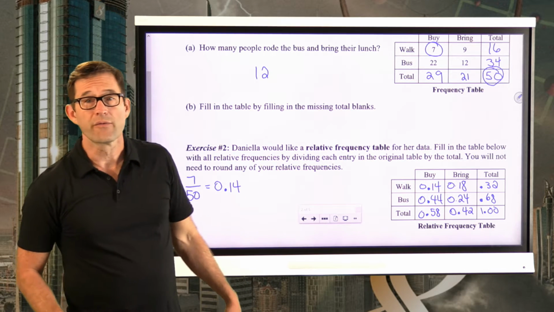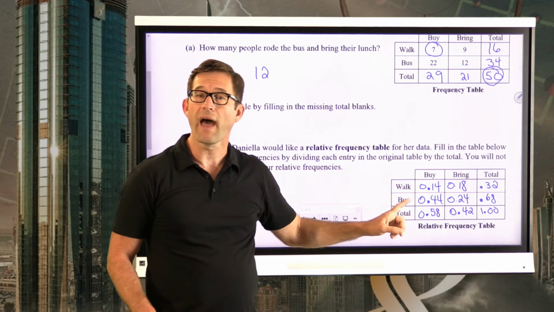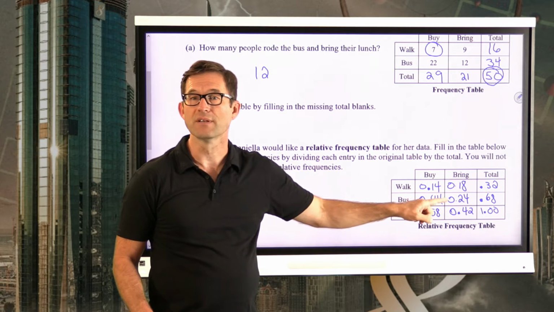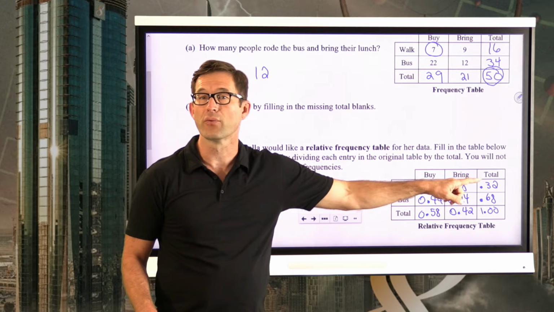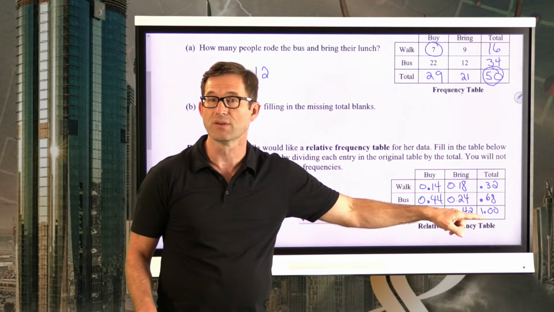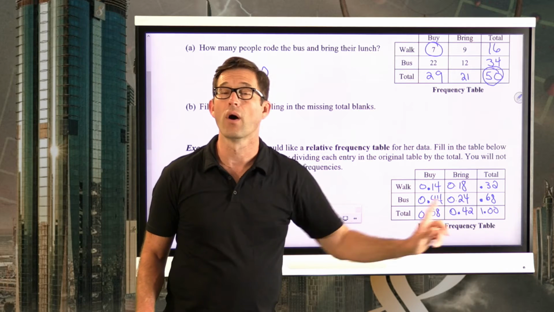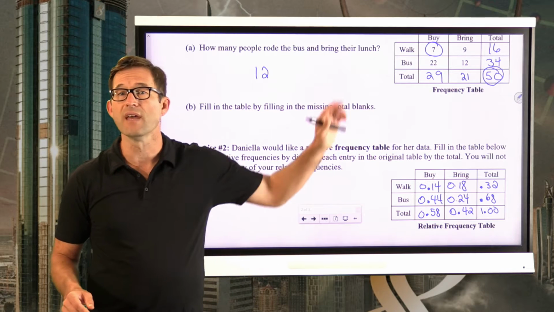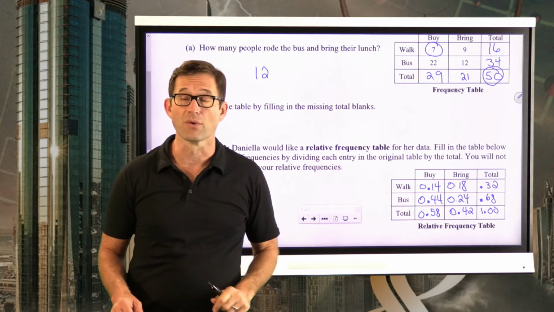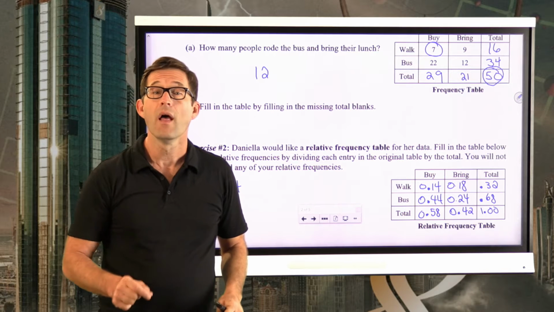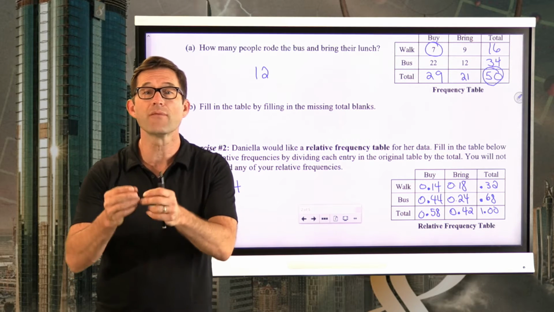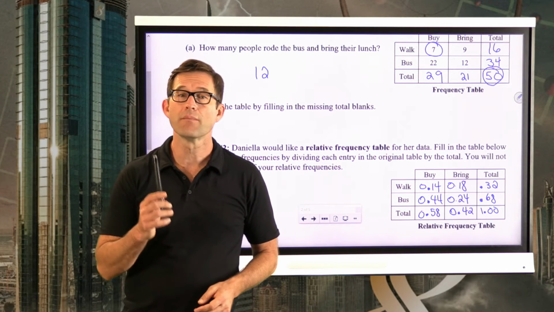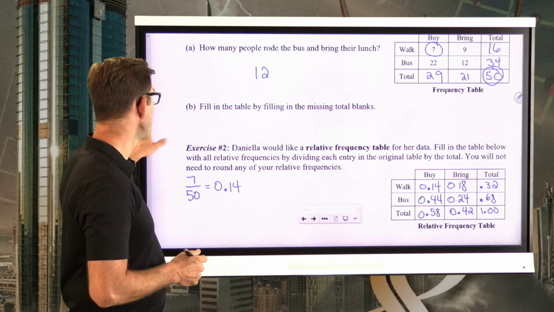You might notice in a relative frequency table, just like in a frequency table, they add. So 0.14 and 0.44 is 0.58. 0.18 plus 0.24 is 0.42. 0.32 plus 0.68 is 1.00. And they also add across as well. Now remember, in every one of these cases, I'm simply taking the original number and dividing by the total. So I'm finding in decimal form the fraction or proportion of the total that falls into each one of these categories. Now there's an important thing we want to understand about this.